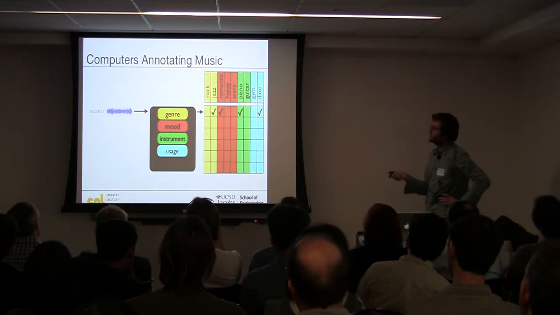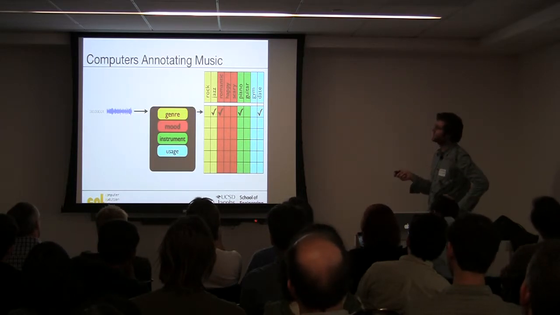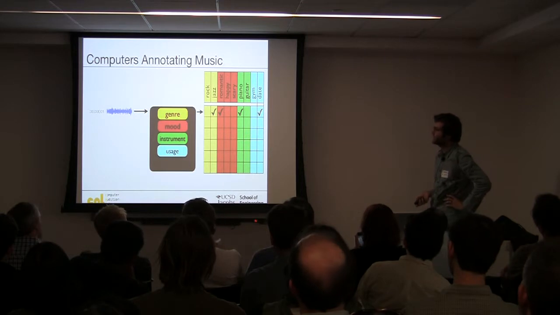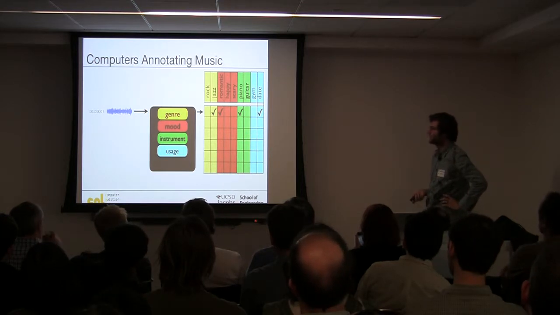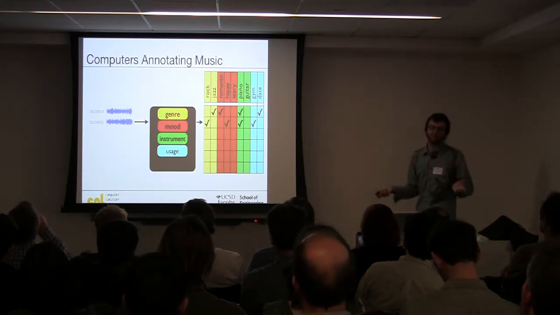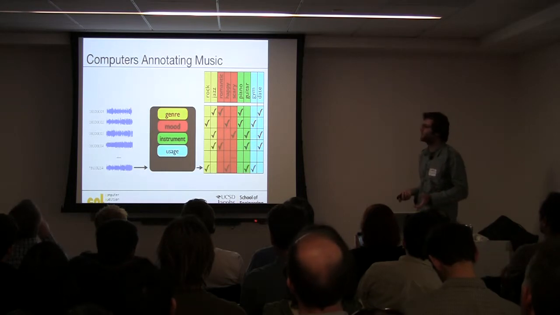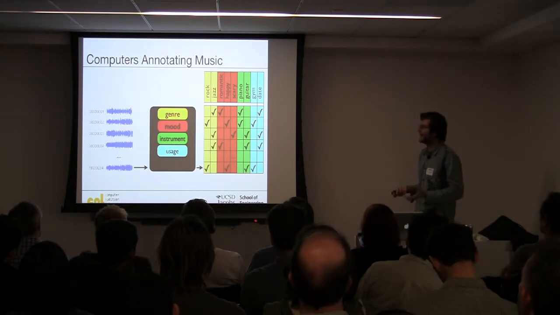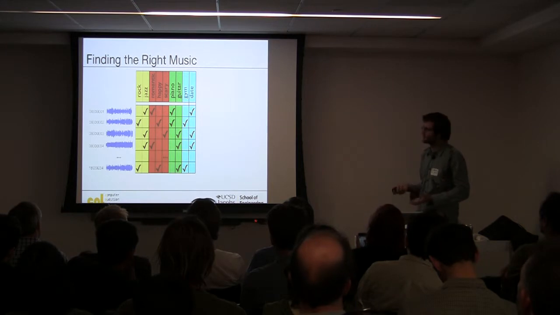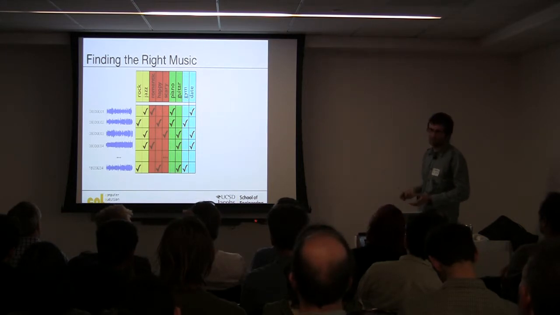So the idea is, given a song, can we build a black box that can automatically tag it with appropriate natural language tags? And if we do this for, let's say, the millions of songs that are out there on MySpace, then what you end up with is an annotated or indexed database of millions of songs by, let's say, a couple thousand tags.